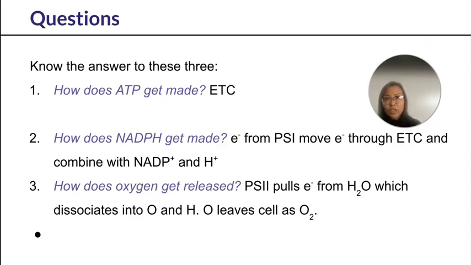In the next section, we're going to talk about the last part of this photosynthesis reaction, which is the carbon cycle.